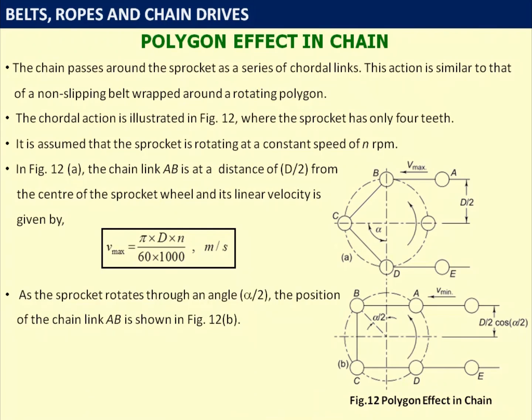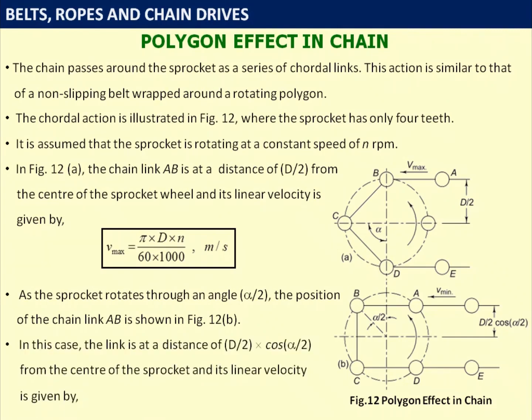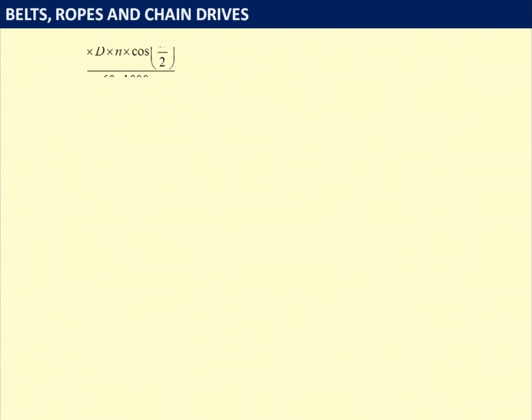Now as this sprocket rotates through an angle of alpha by 2, the new position of the link AB will be as shown in figure B. In this case, the link is at a distance of d by 2 into cos of alpha by 2 from the center of the sprocket, and its linear velocity will be V minimum equal to pi into d into n into cos of alpha by 2 upon 60 into 1000 meters per second.